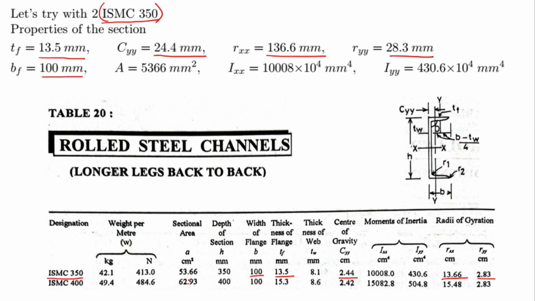Total area of cross section, if I convert it to mm square, it will be 5366 mm square. Then Ixx, if I convert this centimeter to the power 4 to mm to the power 4, I have to multiply the given value with 10 to the power 4. Similarly, for Iyy, it will be 430.6 into 10 to the power 4 mm to the power 4.